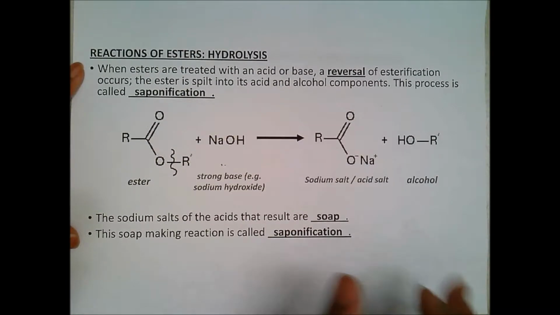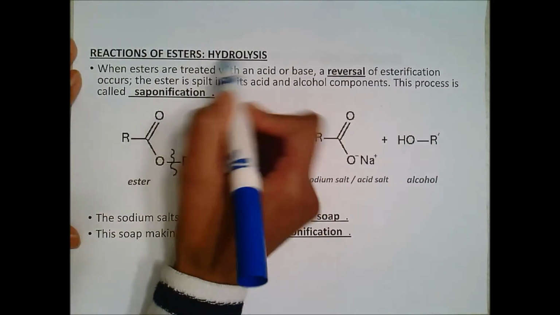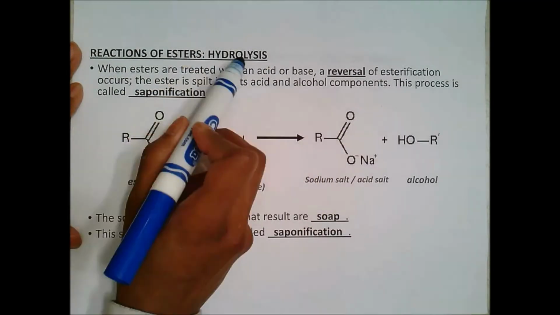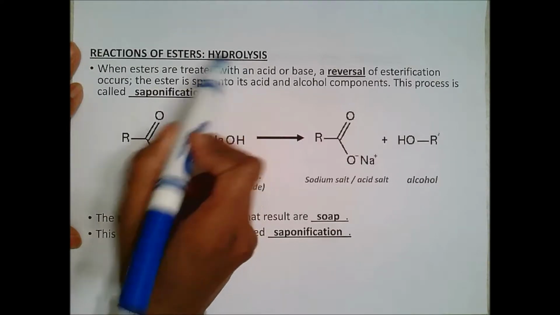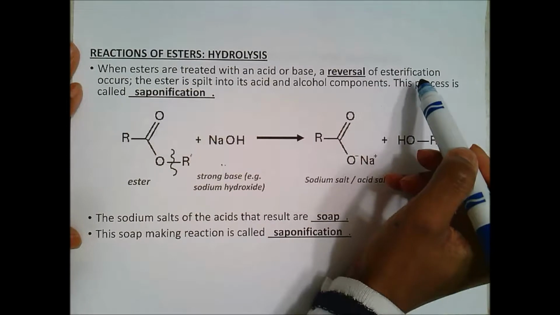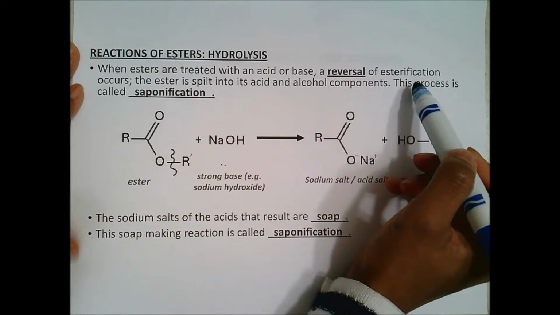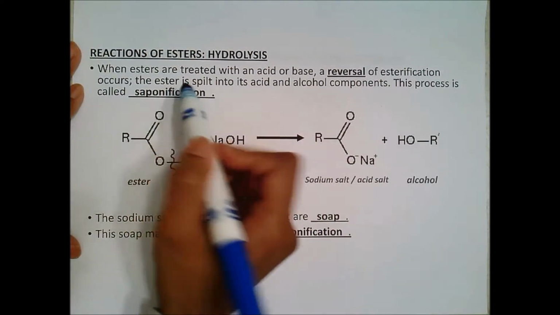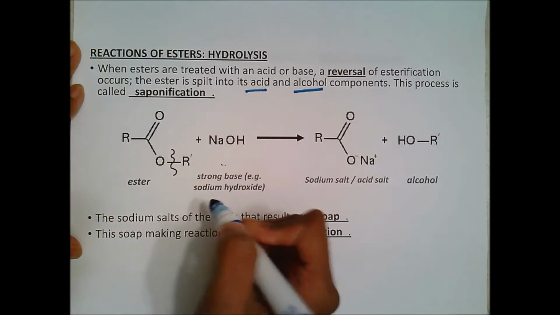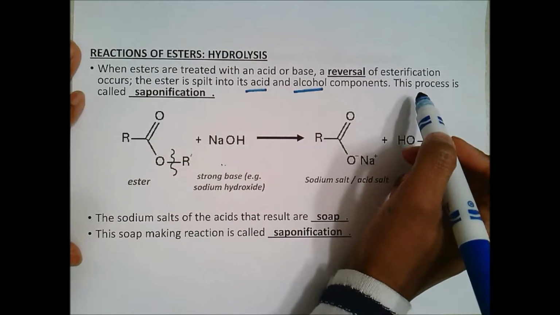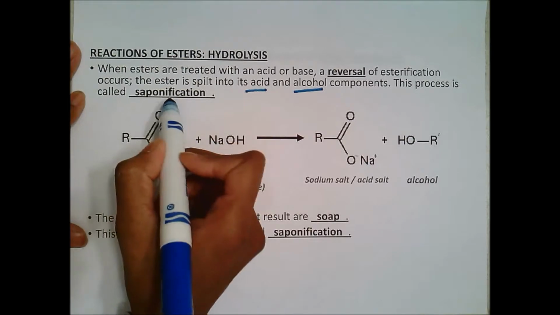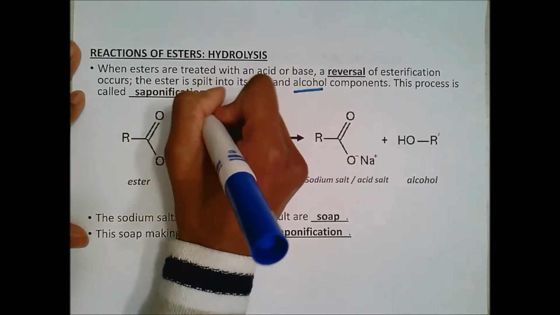So if you can make an ester, can we reverse our reaction and break apart our ester? Yes, and those reactions are called hydrolysis reactions. When esters are treated with an acid or base, a reversal of an esterification reaction occurs. So basically your ester is split up into its acid and specifically its alcohol components. This process is called saponification. The reason they named it saponification is because one of the products is actually used to make soap.